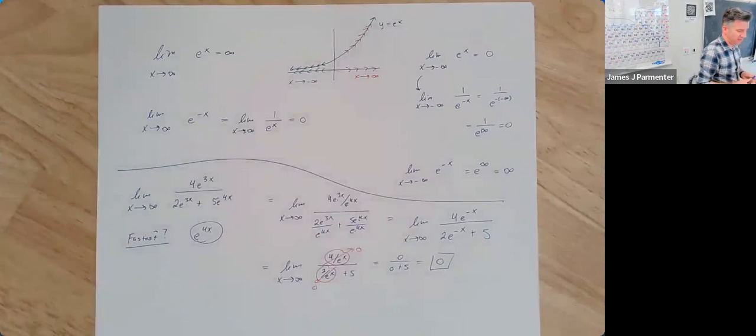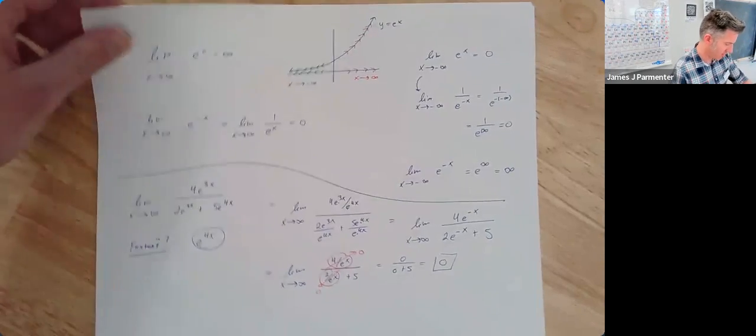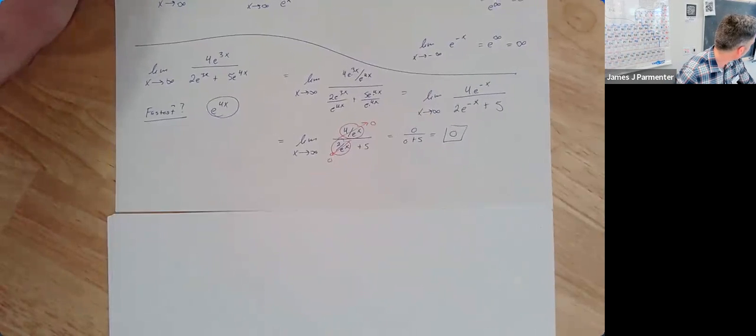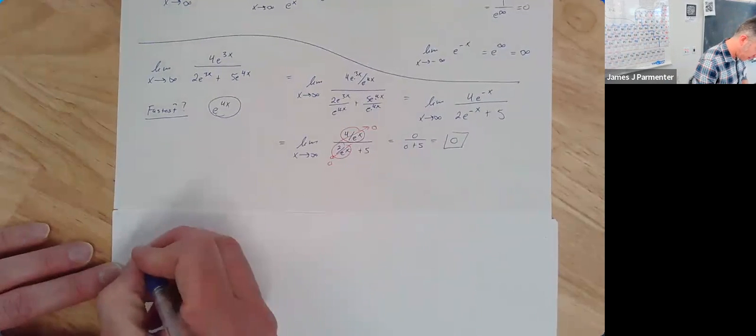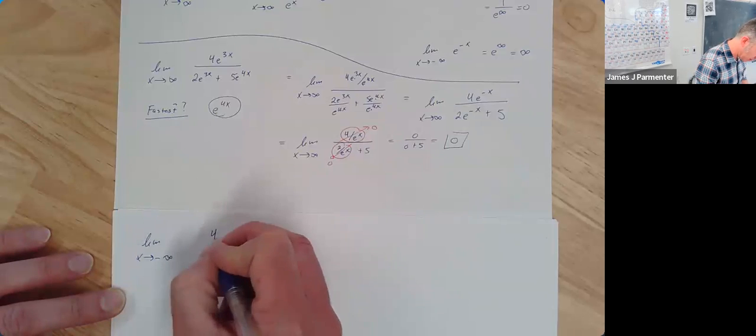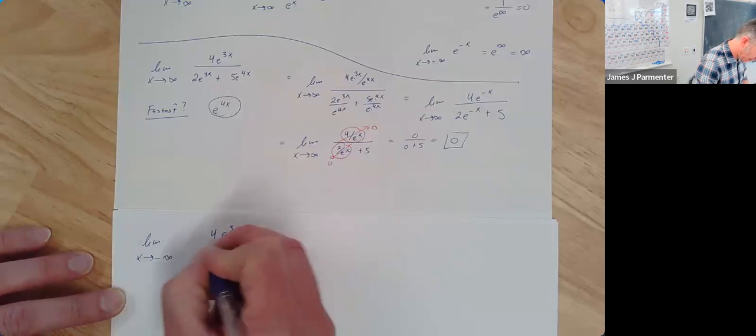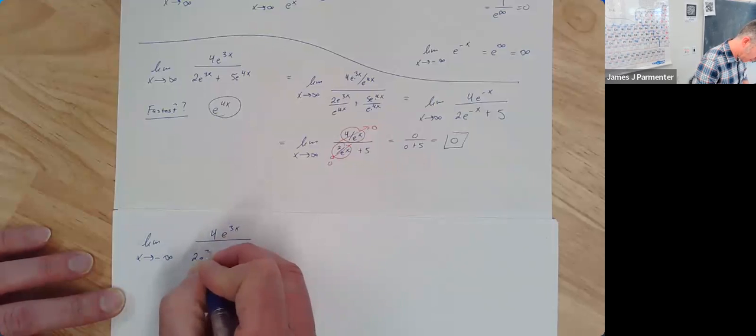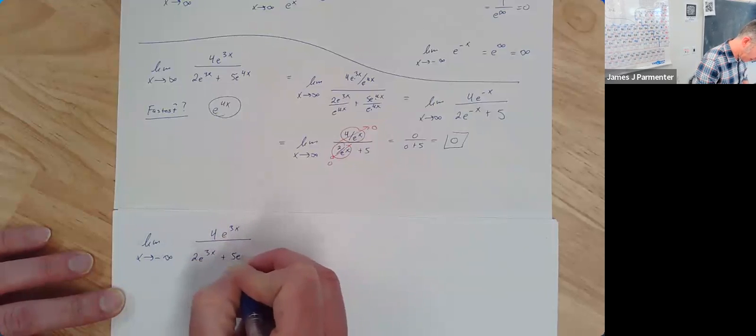Okay, now here's where things get a little bit weirder, I think, and of course, not quite enough room. What if I go the other direction? What if I take the limit as x goes to minus infinity of the same expression, 4e to the 3x over 2e to the 3x plus 5e to the 4x?